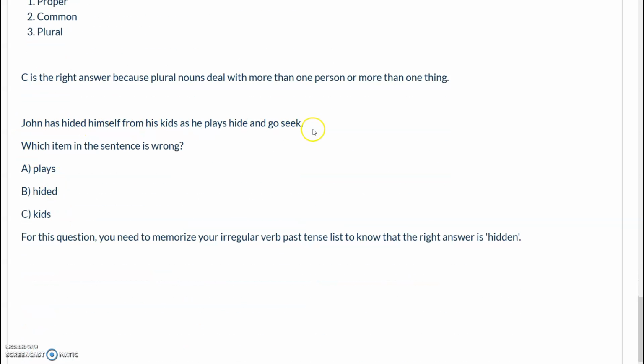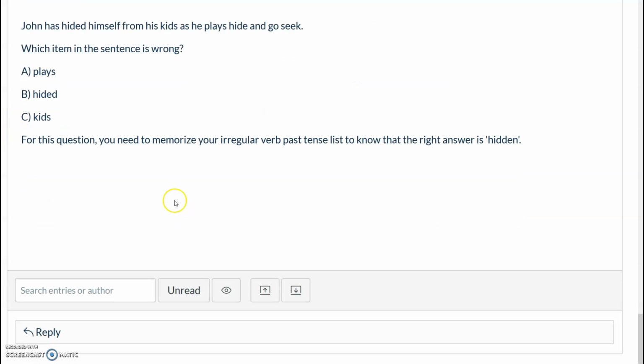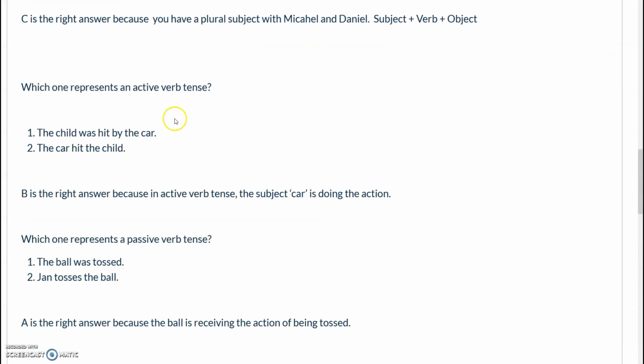This one you have to memorize. John has hidden himself from his kids as he plays hide and go seek. Which item in the sentence is wrong? And so here you have to know that the answer is hide it. There's no such word as hide it. You have to say John has hidden himself, H-I-D-D-E-N, from his kids. And so you have to memorize the irregular verb list. There's no way you can do it, but just memorize the irregular verb list.